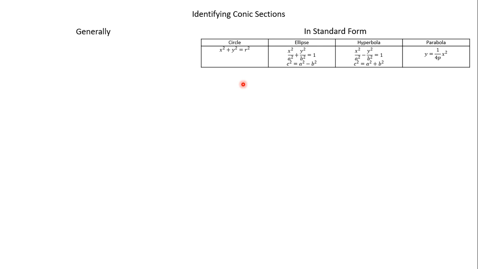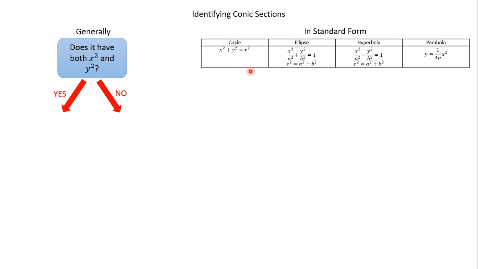The first question we want to ask ourselves: does it have both x squared and y squared? If the answer is yes, we're going to keep going. If the answer is no, what doesn't have both x squared and y squared? A parabola. So if it only has an x squared or a y squared, it's a parabola. And if it has neither x squared nor y squared, it's not a conic section. That's going to just be a line. So if the answer is no, we're looking at a parabola. If the answer is yes, we keep going.